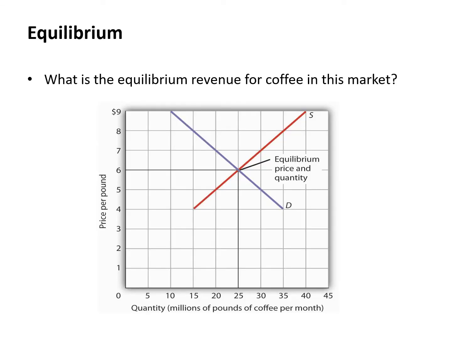Okay, let us look over here. What is the equilibrium revenue for the coffee in this market? To calculate the equilibrium revenue, we'll look over here. Where is the intersection between the supply and demand? At this point over here, this is the point of equilibrium. How much is the price? The equilibrium price is 6. And how much is the equilibrium quantity? It is 25 over here. So to calculate it, you will multiply 25 by 6, and you will get the revenue.